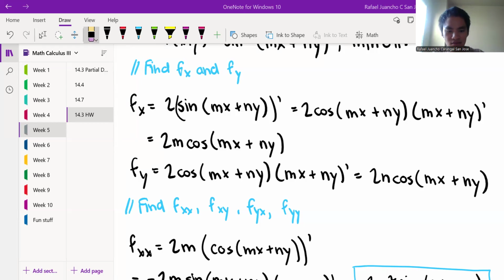And then I just do this. 2m squared cosine. Did I get that? 2mx and y. 2m squared times cosine, and inside that cosine it's 2 times mx plus ny. Then n squared. And then my xy and yx should be the same based on that theorem. And that should be it. Question mark. I hope it is.